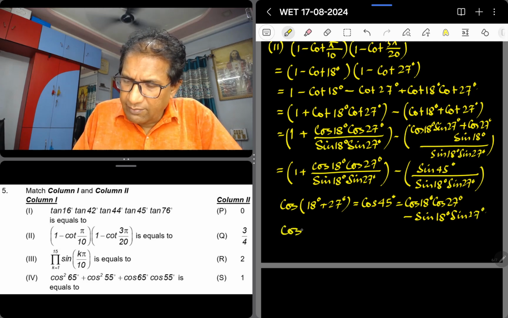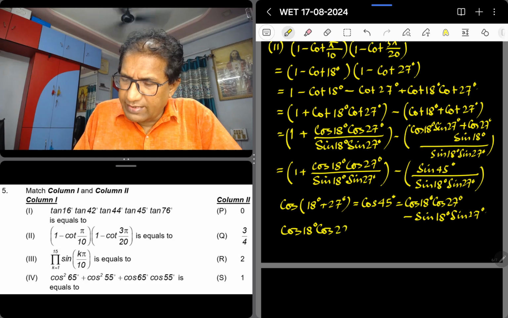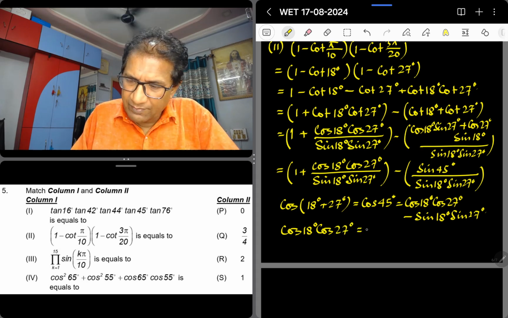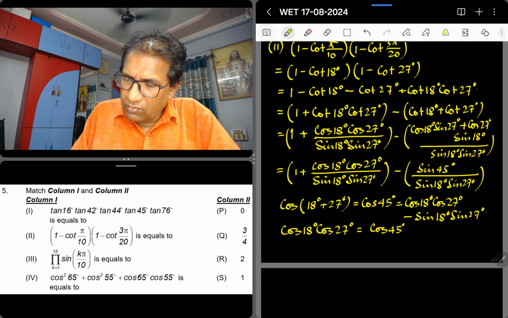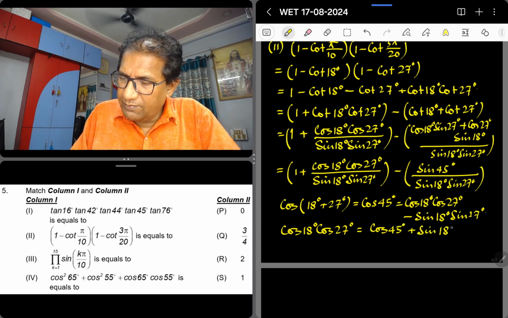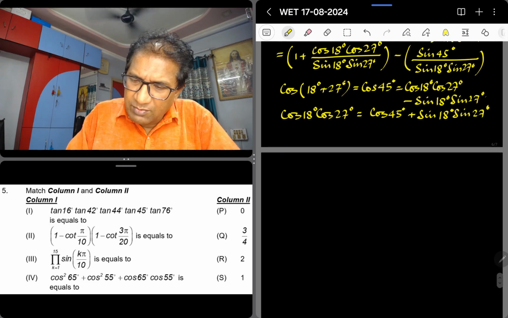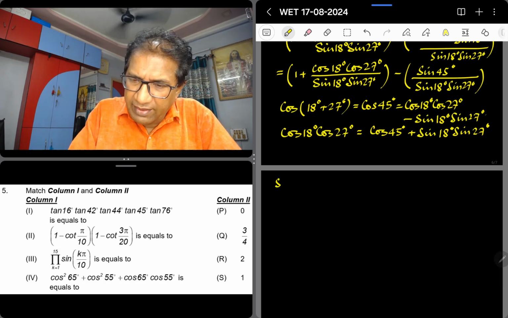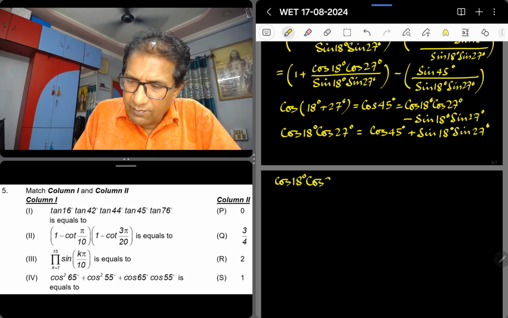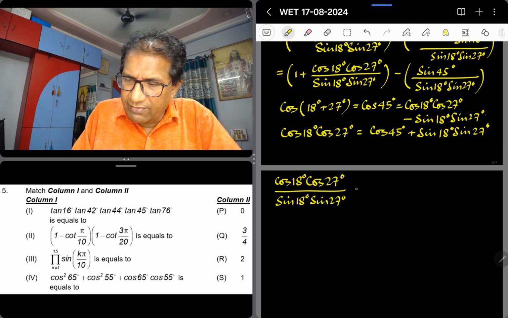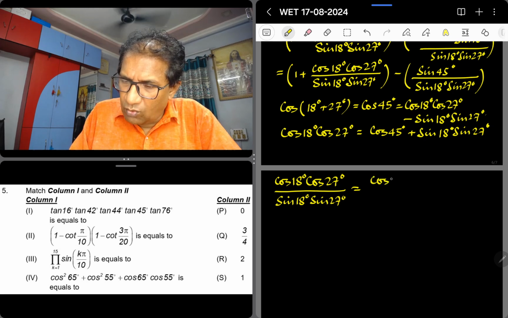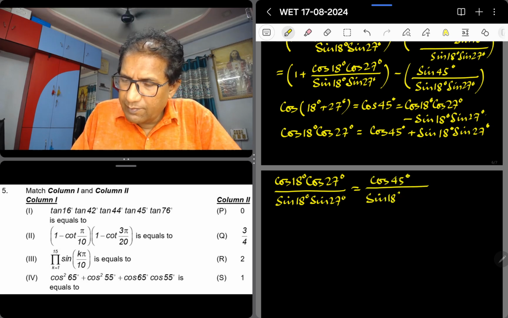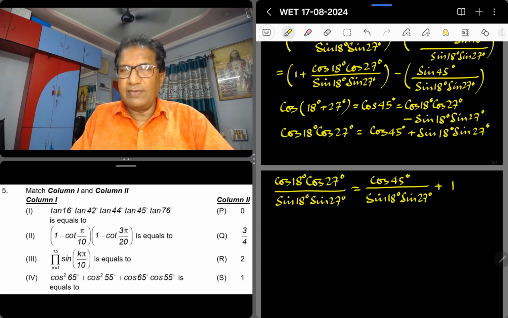so cos 18 cos 27 degrees can be written as cos 45 plus sine 18 sine 27 degrees, right? Now, if I divide both sides by sine 18 sine 27, so in the right hand side we are getting cos 45 over sine 18 sine 27 plus 1. Is it clear?